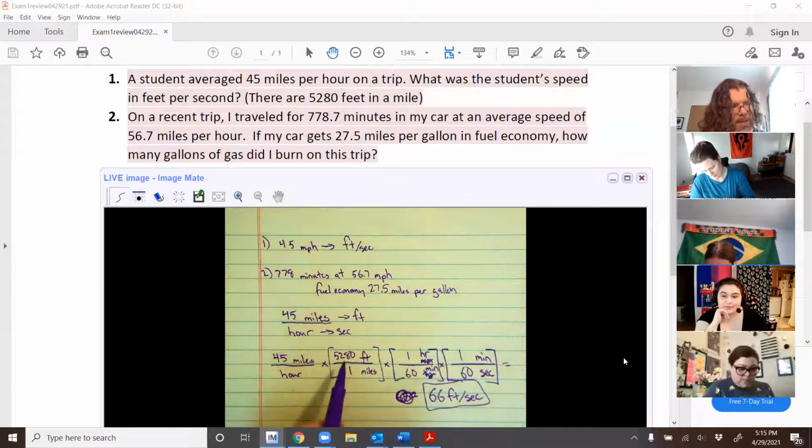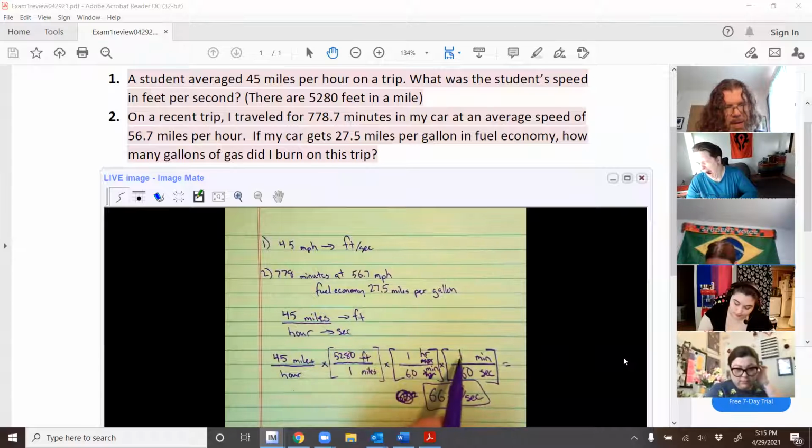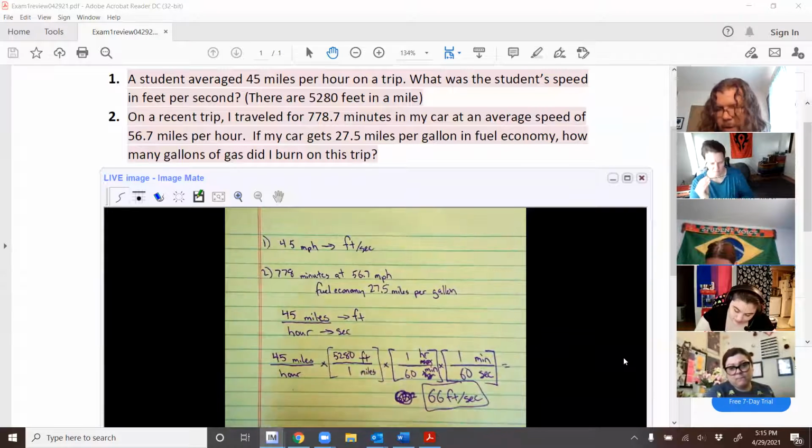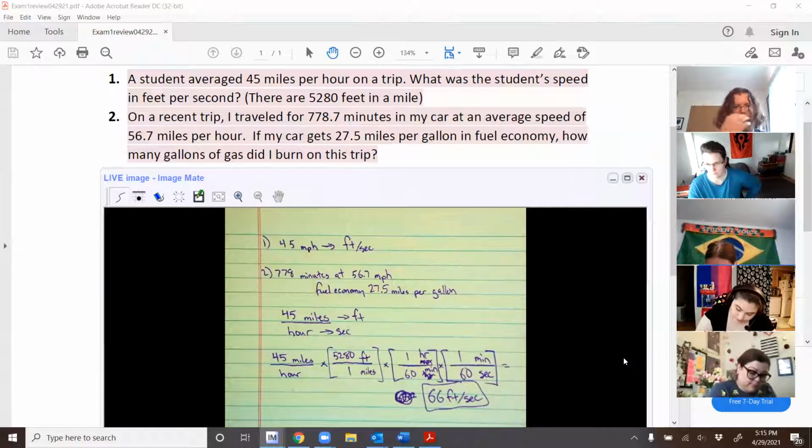So this times this divided by this times this divided by this times this divided by this. In the end, if it's in the denominator, we're dividing by it. If it's in the numerator, we're multiplying by it. All right, second one is just a little bit harder.